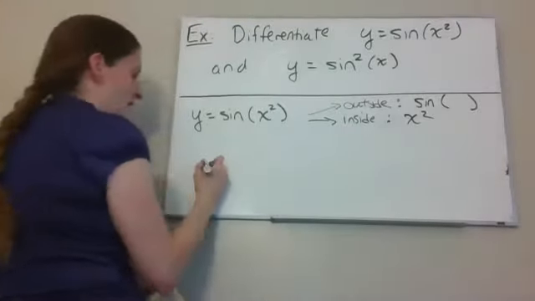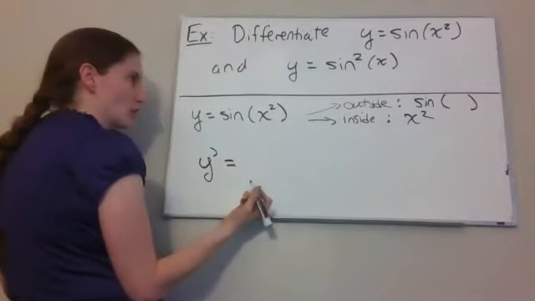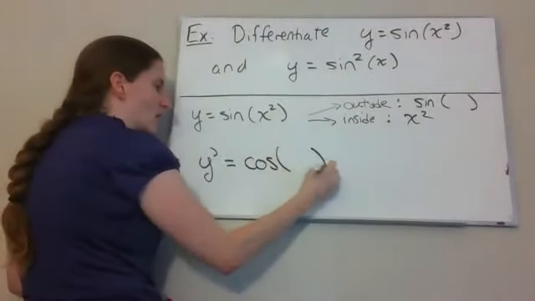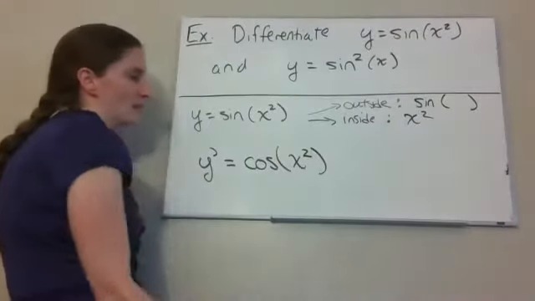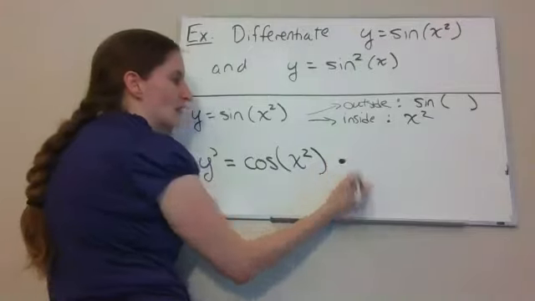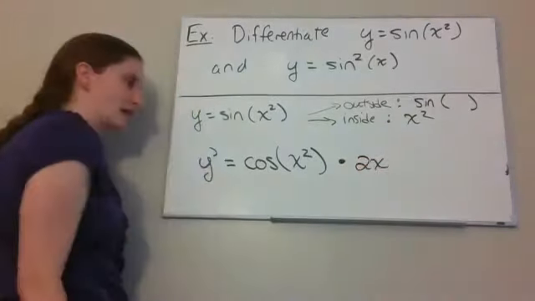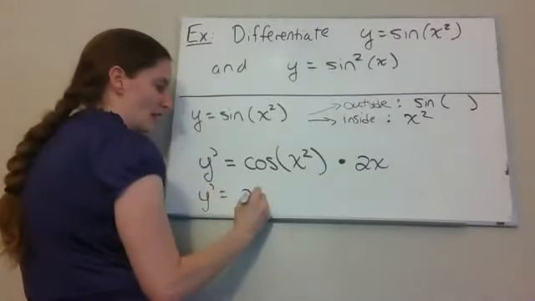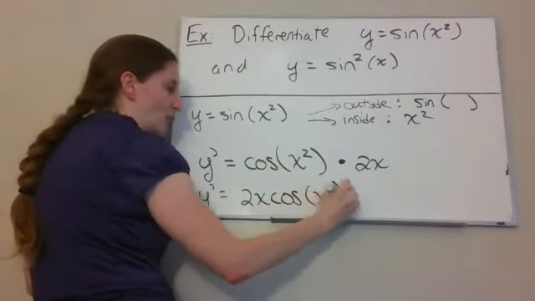So this means that y prime is equal to the derivative of the outside function. Derivative of sine is cosine. So I get cosine of, same stuff that was there before, times the derivative of the inside function. So times 2x. And that's my answer, though we would more commonly write it as 2x cosine of x squared.